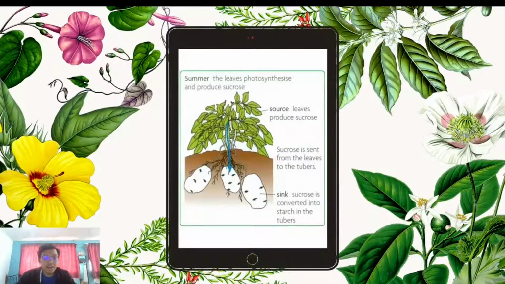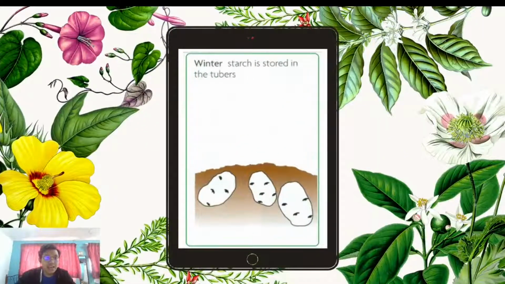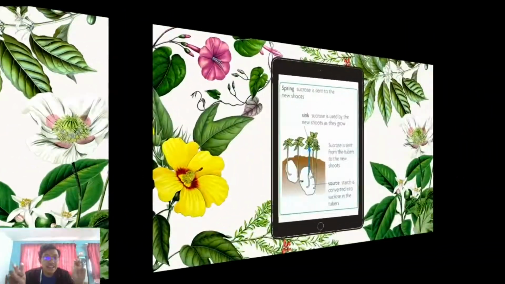Here's an example of the inverse source to sink method we discussed before. In summer, the leaves photosynthesize and produce sucrose. So in the summer, we can say that the source is the leaves which produce the sucrose, and the sink is the tubers that store the sucrose as starch. And when it is winter time, the starch is stored in the tubers as they begin to hibernate.